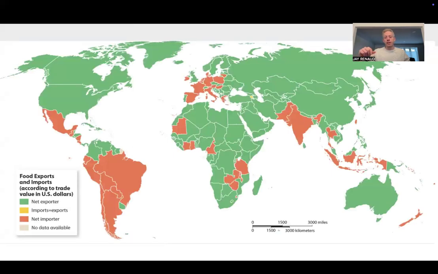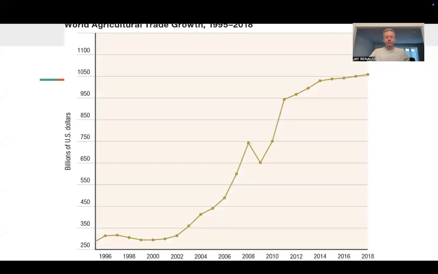This map is just taking a look at food exports and imports. This is just showing that we live in an ever more globalized world where agriculture and agricultural products are being traded around the world at a higher rate than ever.